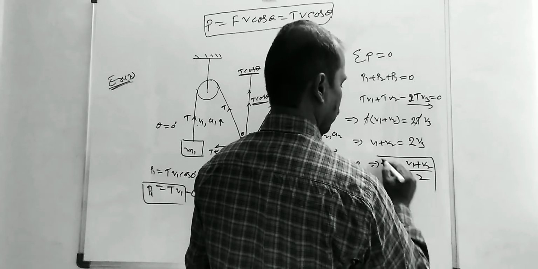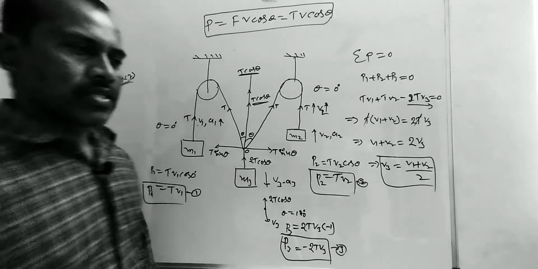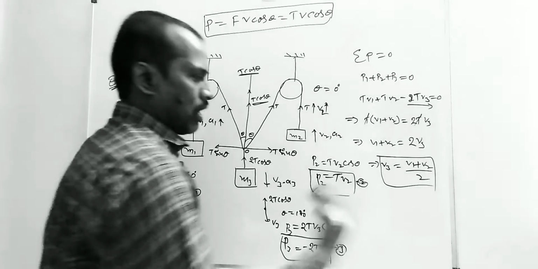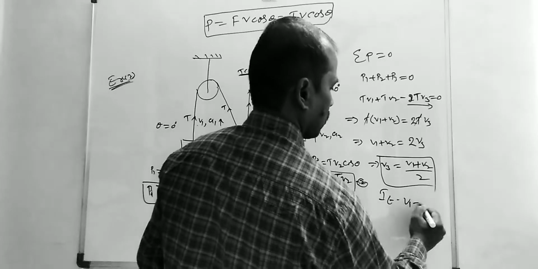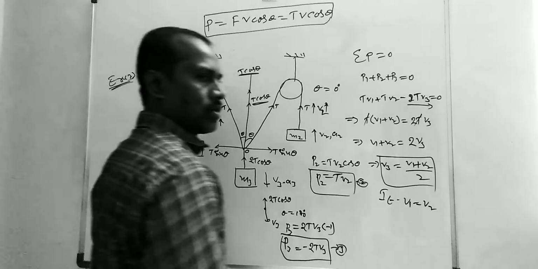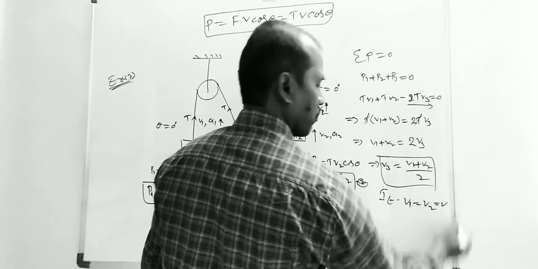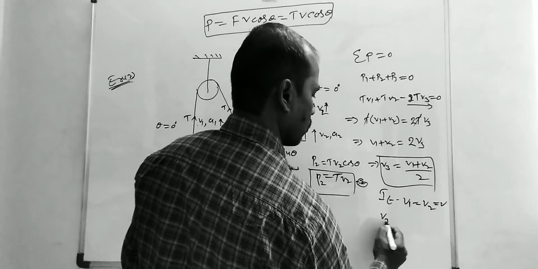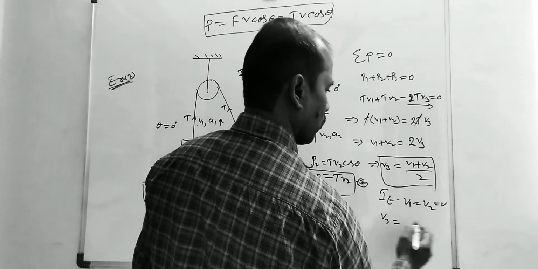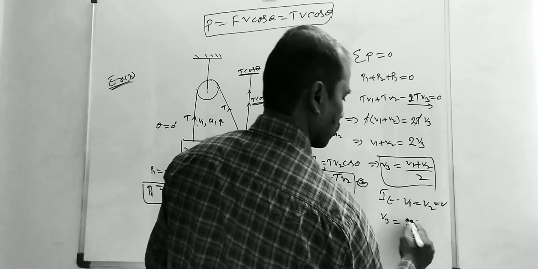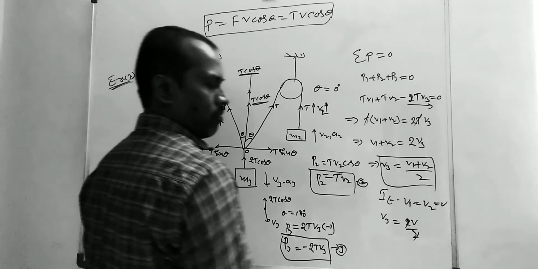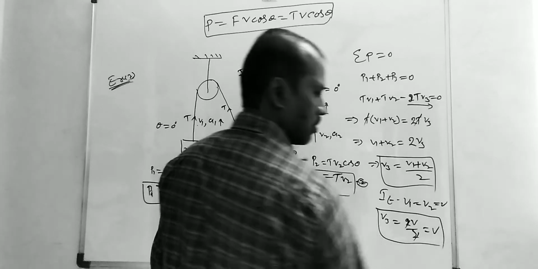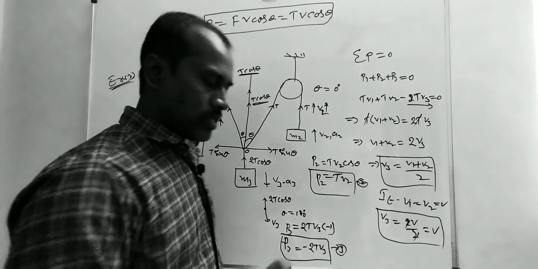This is the velocity of the third block. Now if V1 is equal to V2, for example, that is equal to V, then the velocity of the block M3, V3, is equal to V plus V, 2V by 2. 2 gets cancelled, that is equal to V. So this is just an example: the velocity of the block M1 is equal to the velocity of the block M2.